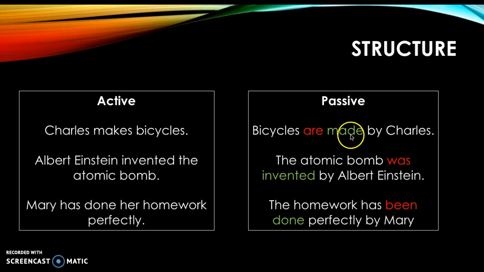Something important here is the green words. As you can see, they are in past participles: made, invented, and done. What we have to take into account here is that we always have to use first the verb to be, depending on the tense, and past participles. As you know, there are regular and irregular verbs, but we are not going to go deep on that. You already know what a past participle is, so be careful because you must know the past participles in order to make the passive voice.